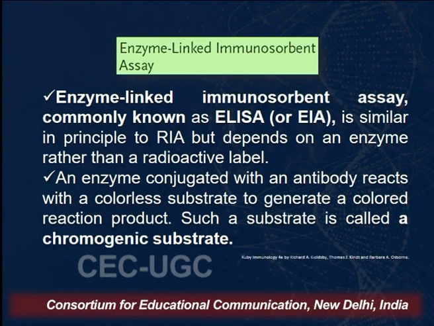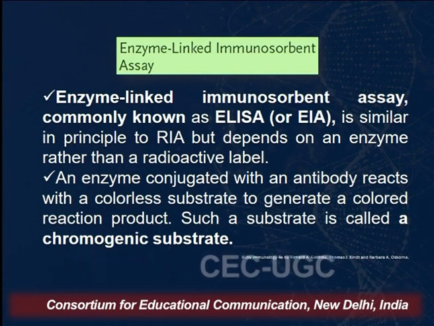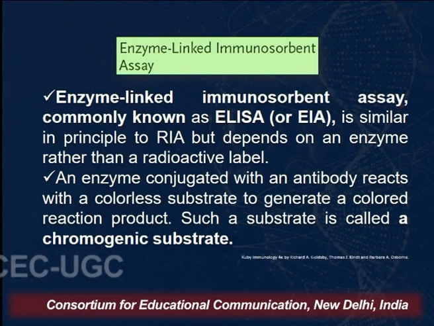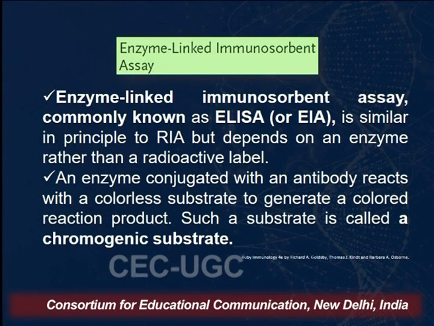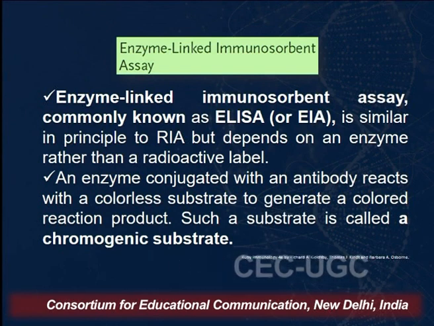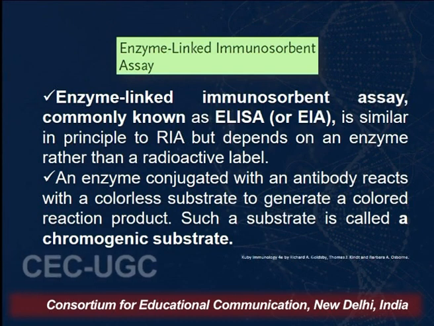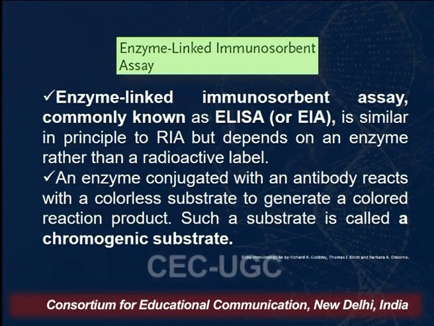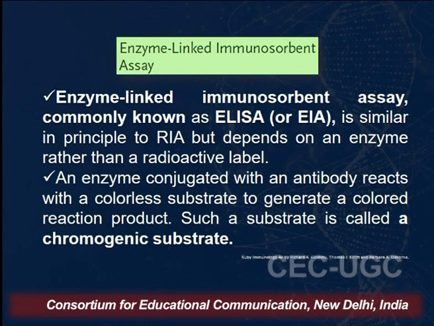The next technique which came into the picture was the enzyme-linked immunosorbent assay, commonly called ELISA. This was similar in principle to the RIA technique, but it depends upon an enzyme rather than the radiolabeled method, because radiolabeled probes can be difficult to handle owing to their radioactive properties. They have to be disposed of properly, else there will be a problem of radioactivity.